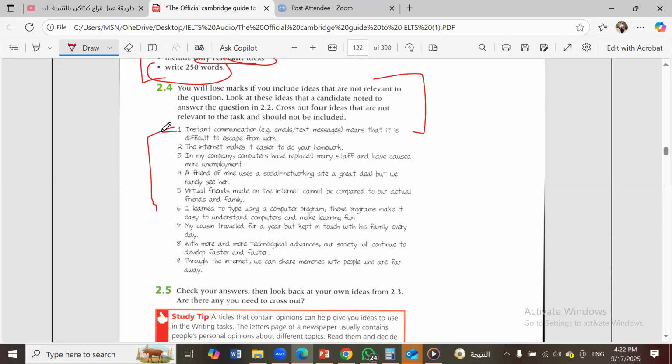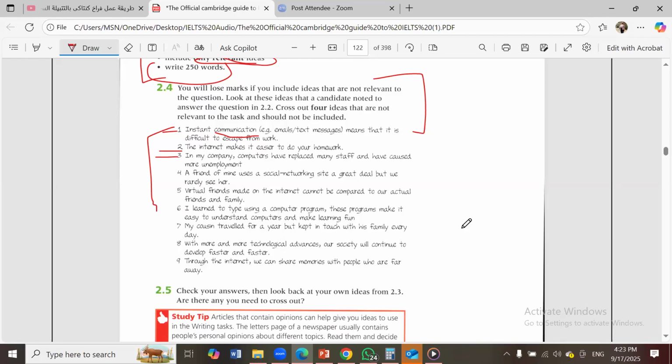Yes, محمد اتفضل. Instant communication, for example emails, text messages, mean that it is difficult to escape from work. I think it's relevant. Instant communication, he means here instant messages through the internet. Okay, second. The internet makes it easier to do your homework. Okay, crystal clear. I think it's relevant.